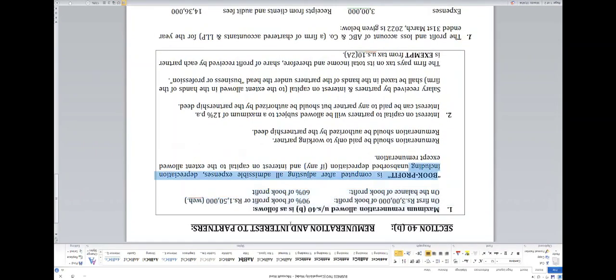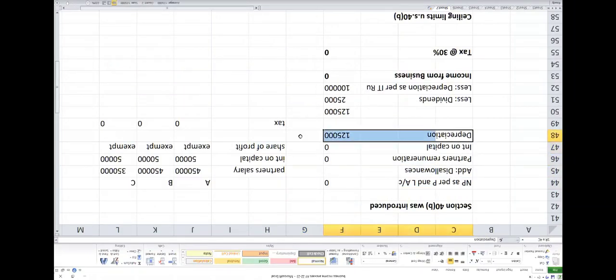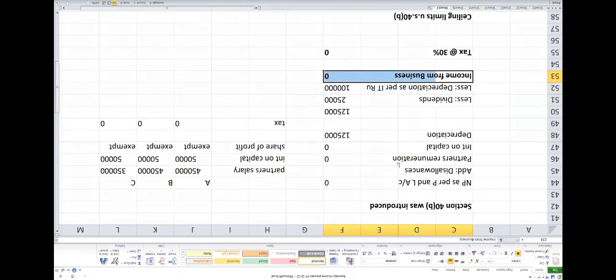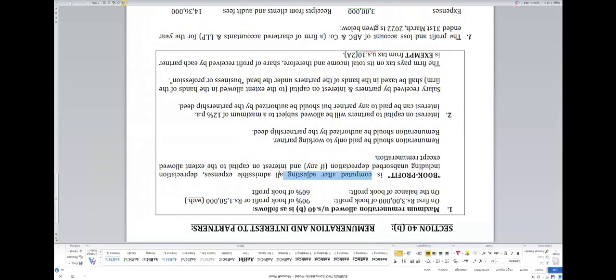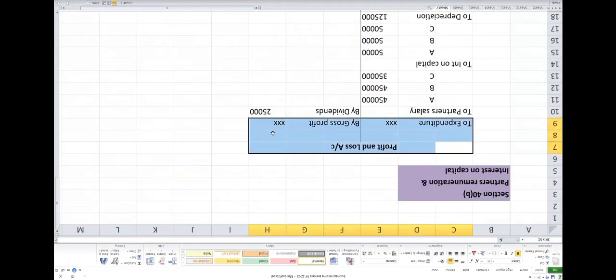What is book profit then? Book profit is the normal computation of business income. For example, net profit as per P&L account, add disallowances, partners remuneration, interest on capital, depreciation, less dividend. This is the book profit. It is after adjusting all expenses, depreciation and interest on capital, except book profit under the final answer. Net profit as per P&L account, add disallowances, partners remuneration. Now if you want a format or explanation of what is book profit, I'll just show you, one minute. Just to show what is book profit.